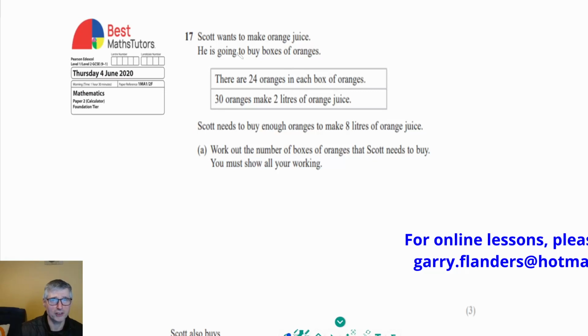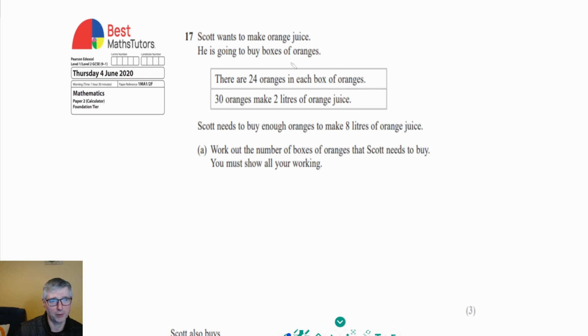We're now on question 17 of paper 2, and this is a question which is a word problem, which people tend to find a bit difficult. It says that Scott wants to make some orange juice and he's going to buy boxes of oranges. We're given this information that there's 24 oranges in each box of oranges, and 30 oranges will make 2 litres of orange juice. So we're told that Scott needs to buy enough oranges to make 8 litres of orange juice.